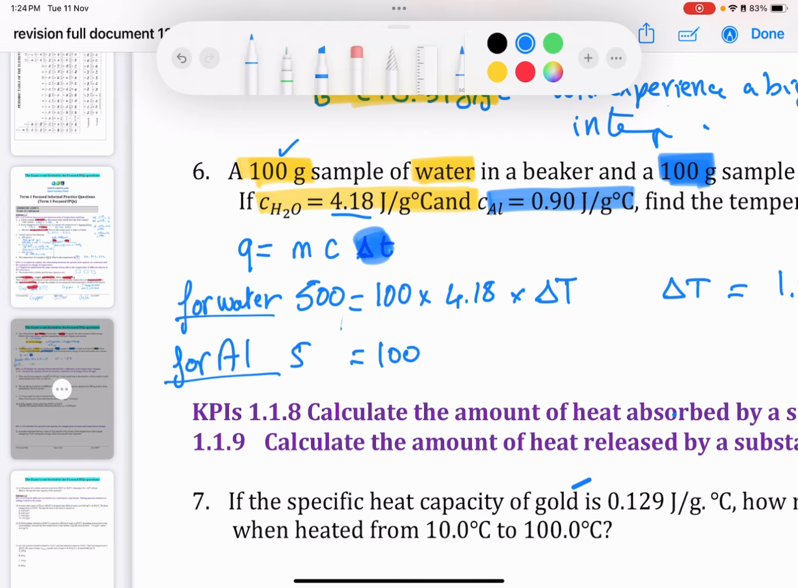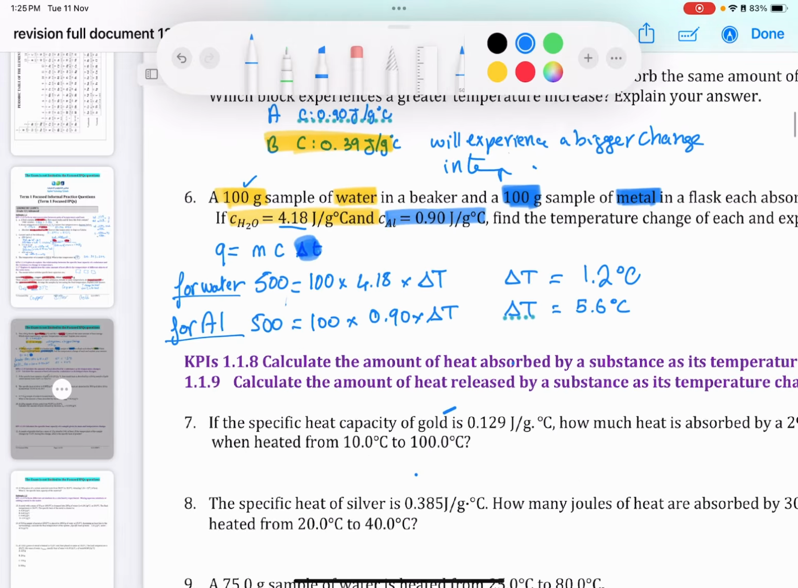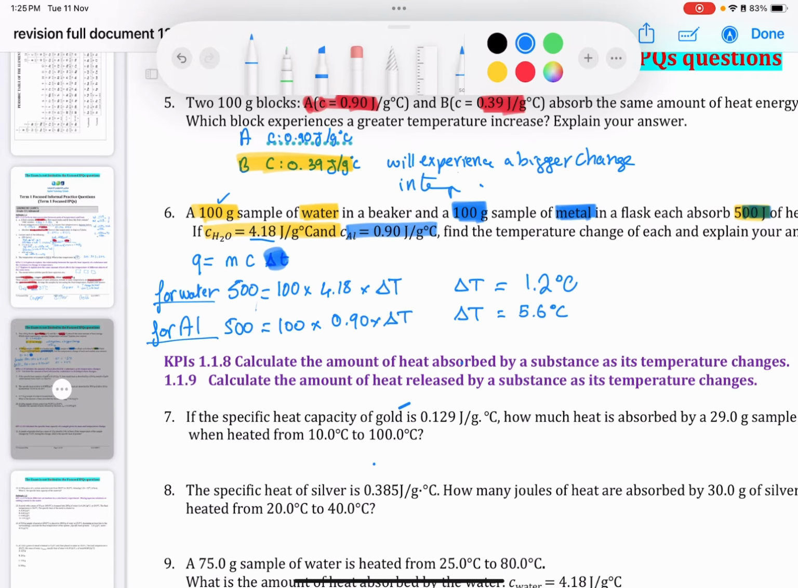And aluminum also absorbed 500 joules of energy. But the specific heat of aluminum is 0.90, and we are finding the temperature change. And the temperature change is 5.6. Now let's look at the information, our answer. Is it logical? Let's see.